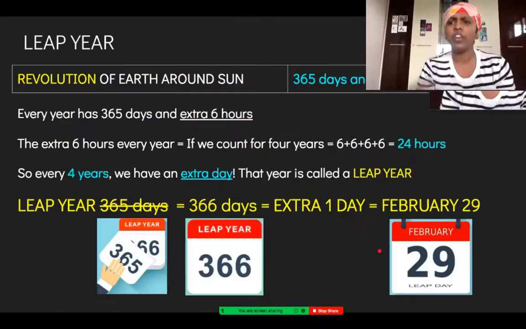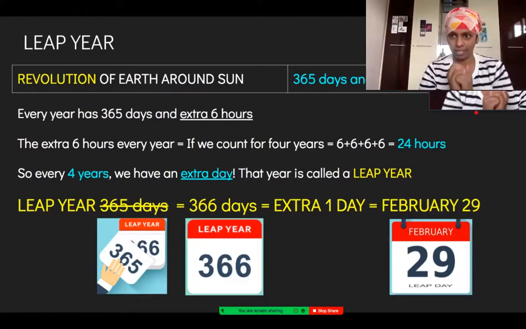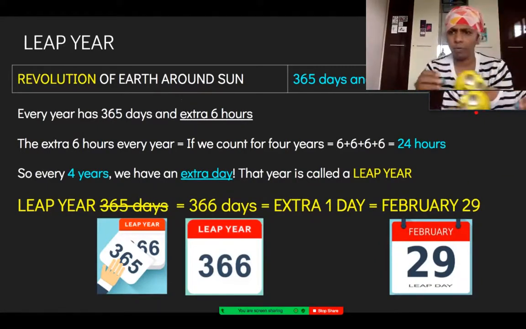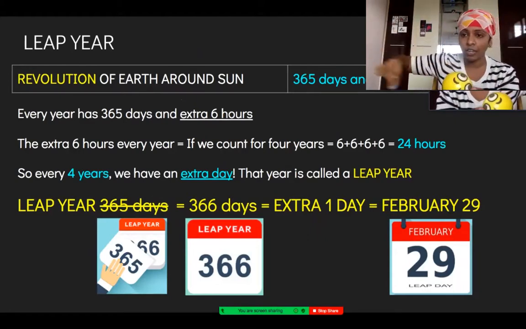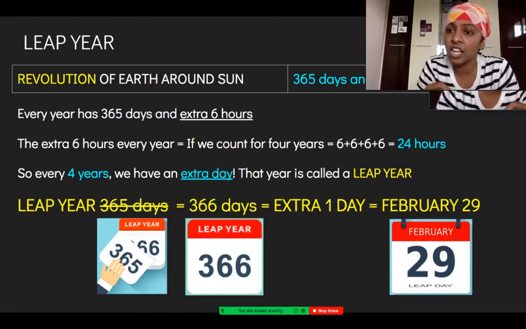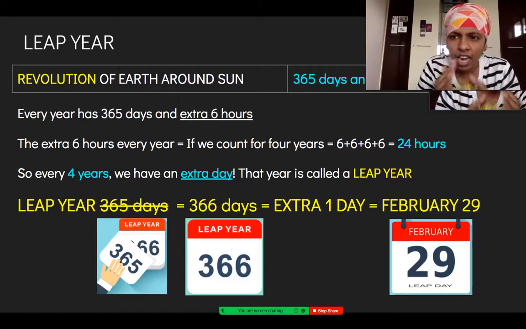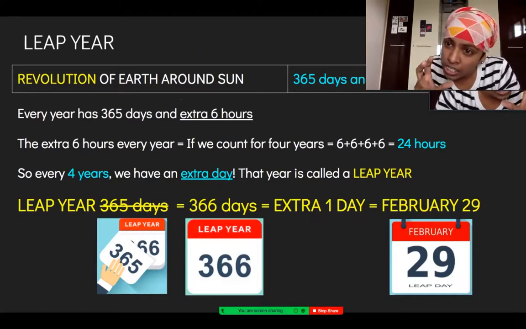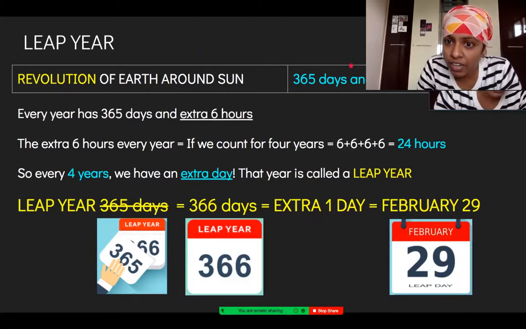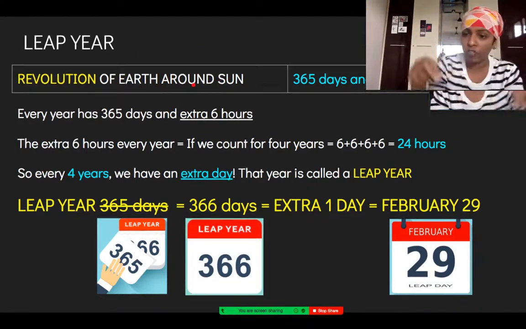So, we are going to see something today called the leap year. Okay, maine bola tha aapko that earth ek bar revolve karne ke liye, to revolve around the sun, it takes 365 days and 6 hours. Exactly 365 days nahi hota hai, 6 hours zyada hota hai har ek saal mein. Every year, 365 days and 6 hours lagta hai earth ko sun se revolve karke aane mein.